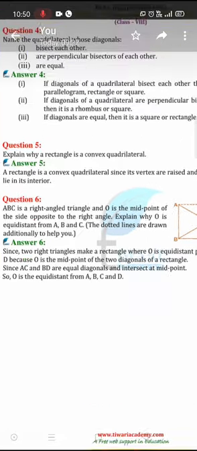Second part, diagonals are perpendicular bisectors of each other. In which figure? We can take rhombus and square. In a square, diagonals bisect each other at 90 degrees, and in a rhombus also diagonals bisect each other at 90 degrees. Third part, diagonals equal. My dear students, in a rectangle diagonals are equal and in a square diagonals are equal. So the answer will be square and rectangle.